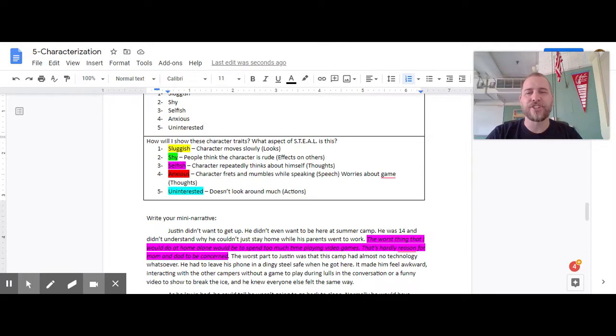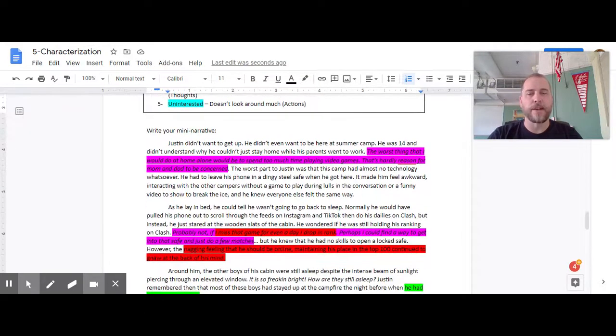I also said that this character is shy. And so people think this character is rude, right? Because he's shy. And so this is effect on others. Selfish, the character repeatedly thinks about himself. That's thoughts. Anxious, the character frets and mumbles while speaking. That's speech. And also worries about a game, right? And that's thoughts. And he's uninterested. He doesn't look around much. And so I said that's actions, right?